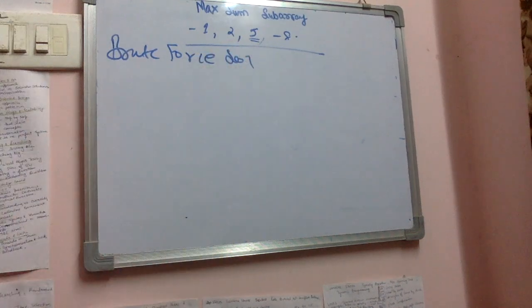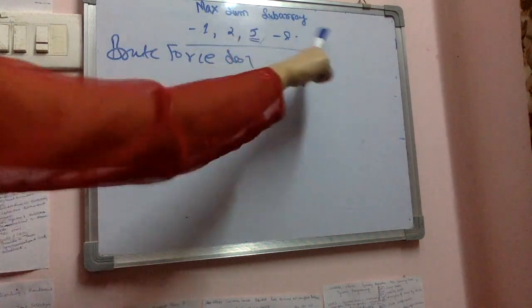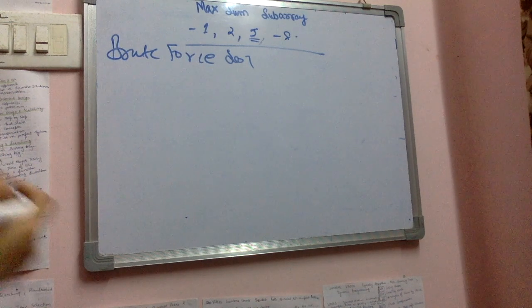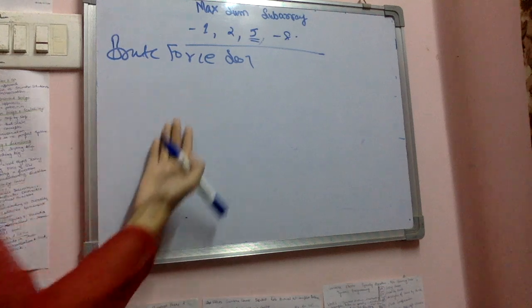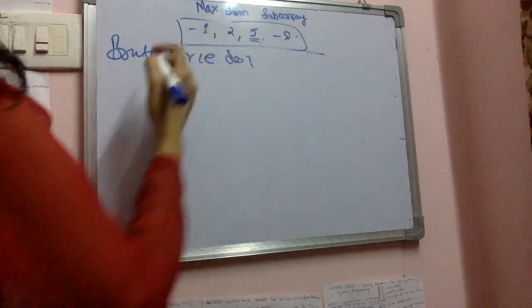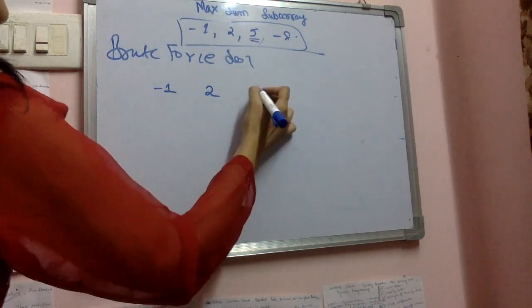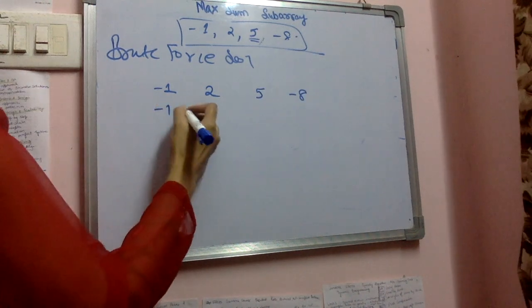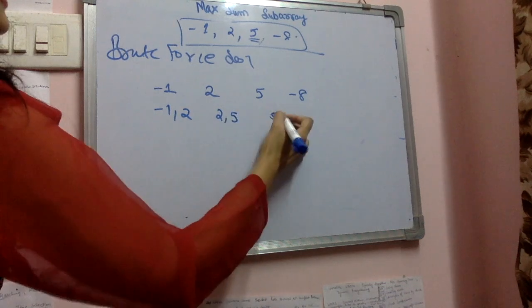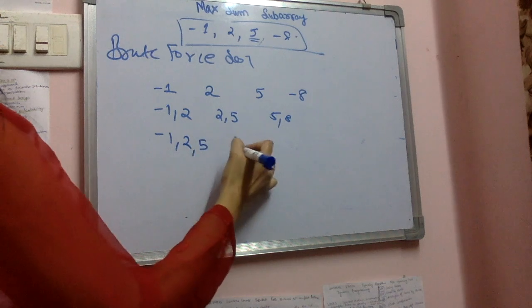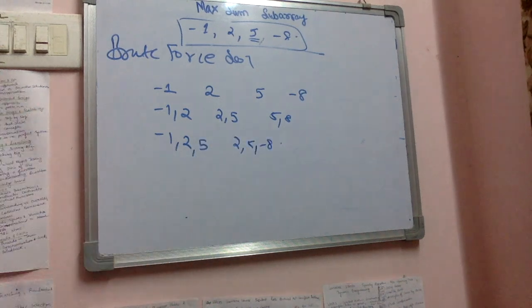It is straightforward. We are going to find all the subarrays in this array, and then find which one of those subarrays has the maximum sum. So let's list some of the subarrays of this array. Subarrays of size 1 will be these, then subarrays of size 2 will be these, and then subarrays of size 3. Okay, I think you got the idea.